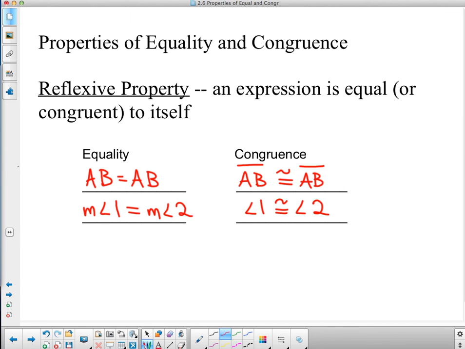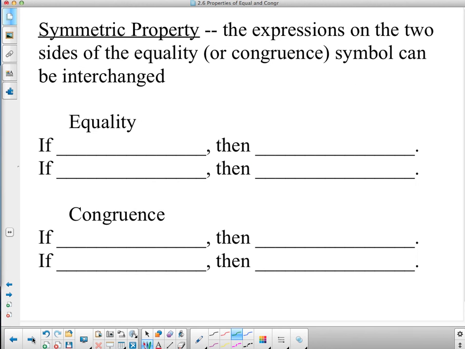How do you know if it's the reflexive property of equality or of congruence? Pay attention to the sign. These two are of equality, these two are of congruence. But they are both the reflexive property because the expression is equal to or congruent to itself, the very same thing on both sides. It's probably the easiest one to pick out.